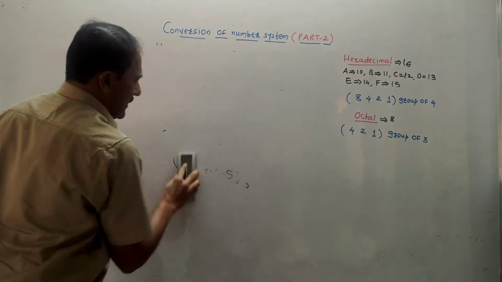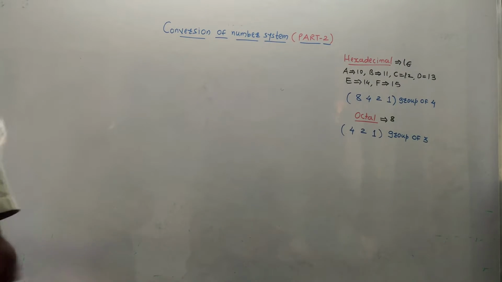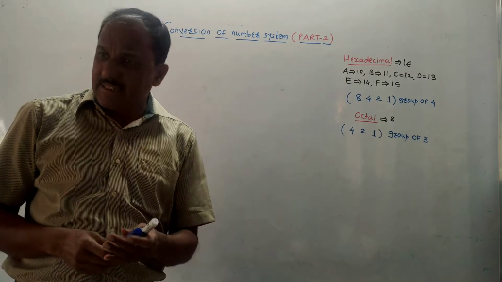Now the reverse way. Suppose the number is given in the decimal number system and it is asked to calculate its hexadecimal equivalent.